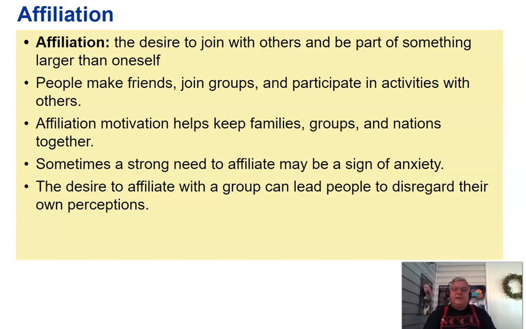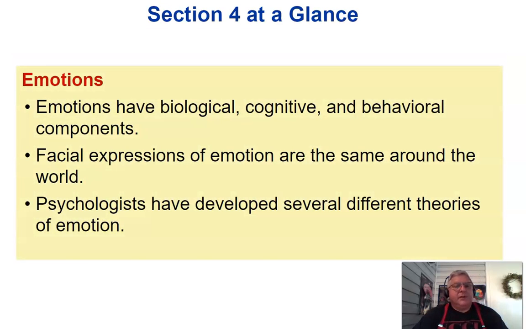Sometimes a strong need to affiliate may be a sign of anxiety. People reach out to groups that they really probably shouldn't, because they need that bonding and membership in a particular group. The desire to affiliate with a group can lead people to disregard their own perceptions. For instance, somebody might join a white supremacist group, even though they have friends that are black people, just so that they belong to something.